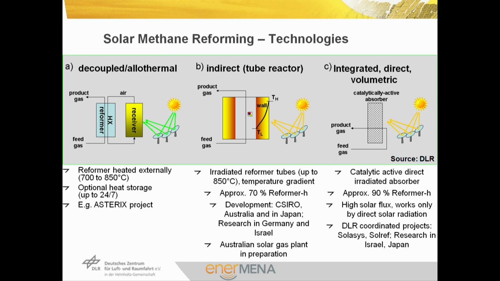The most advanced technology is the integrated or direct volumetric reformer. Here we use a volumetric absorber coated with a catalyst and used in a pressurized vessel. With this technology we can achieve the highest efficiency, but also there we have some drawbacks. It can also be run only in direct solar irradiation, and we need a glass window to operate it. However, there seem to be niches for all these three technologies to operate them, especially combined with natural gas wells.